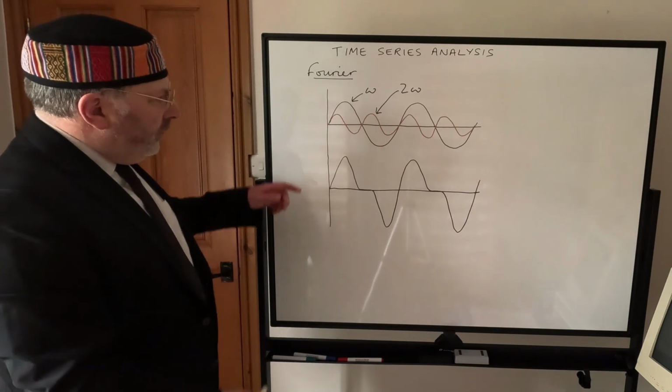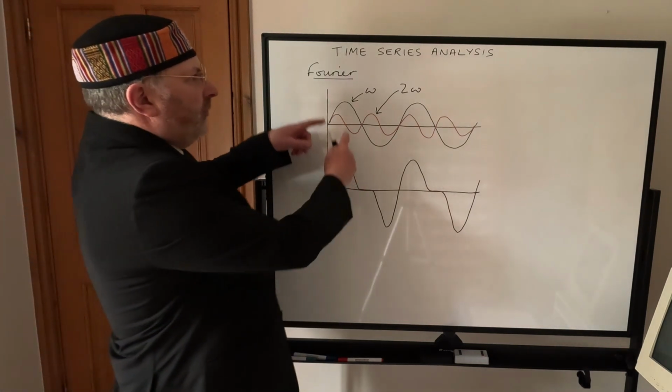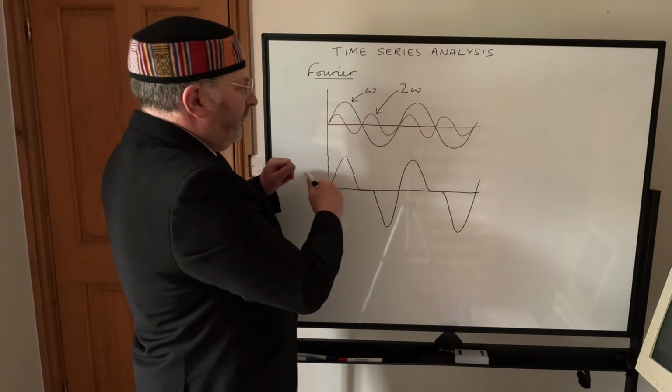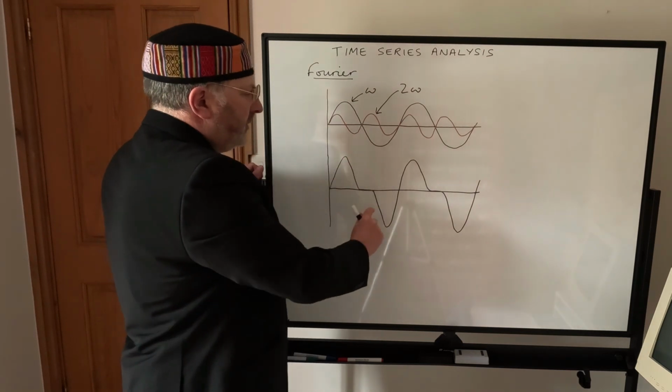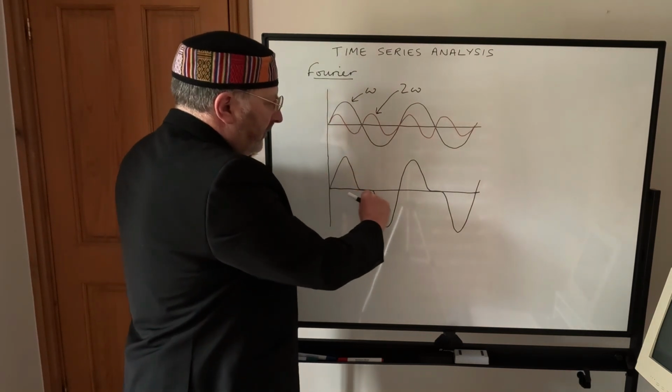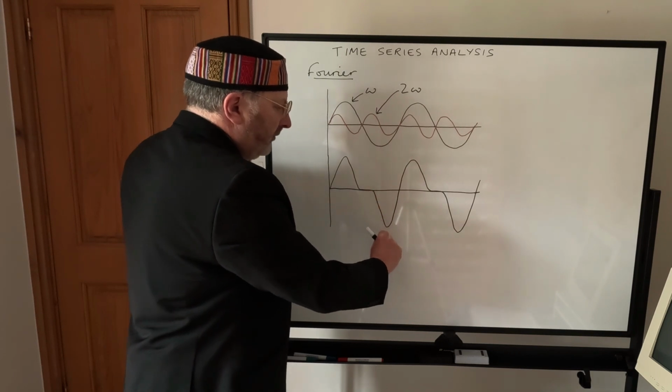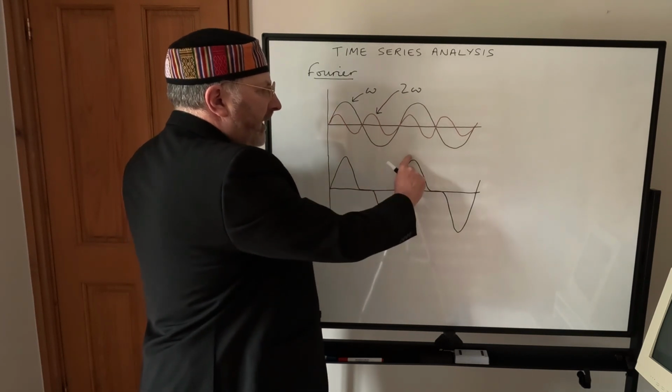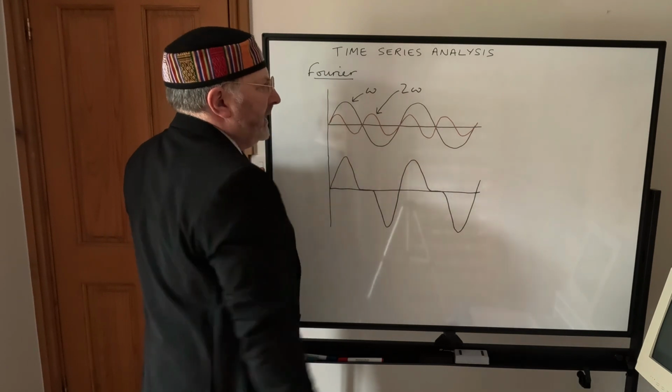And what I've shown below is what happens when we add these two sine waves together. We get this kind of shape. It goes up to a peak and then it's kind of flat here where it crosses the axis, and then it goes down to a peak, comes back up to another peak, and then it repeats.